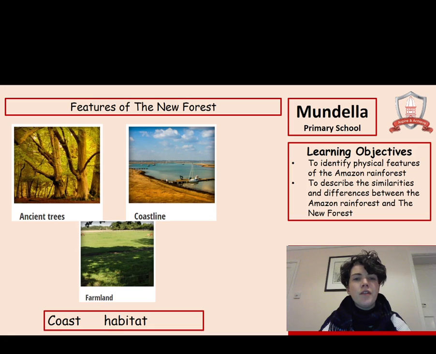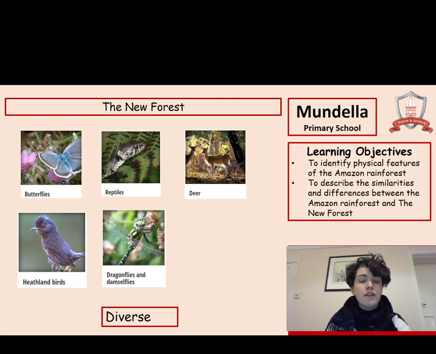So the features, as I mentioned previously, lots of different habitats. We have the coastline, so as we have a picture there, this is the edge leading out to the sea. We have also lots of ancient trees and also farmland, so you'd have cattle and sheep grazing on these particular pastures. And we have a diverse range of species that live in the New Forest. It's very famous for the deer that live there, reptiles as well, butterflies, heathland birds, dragonflies and damselflies.